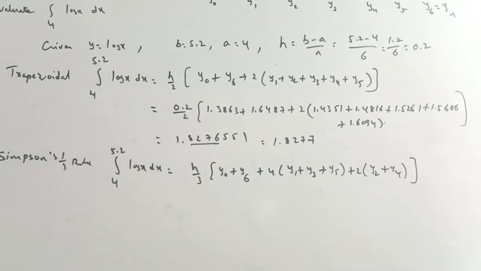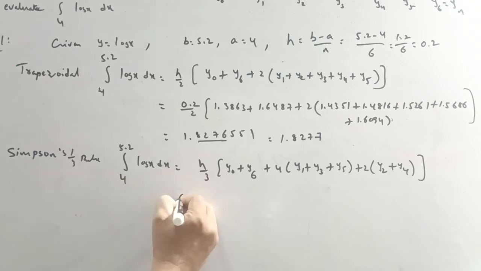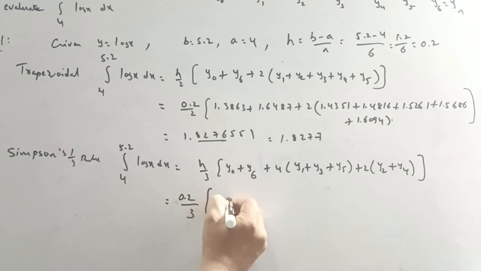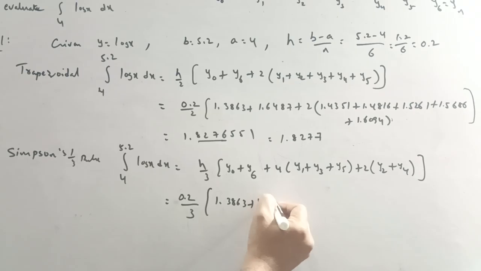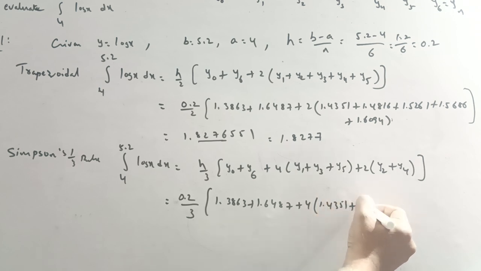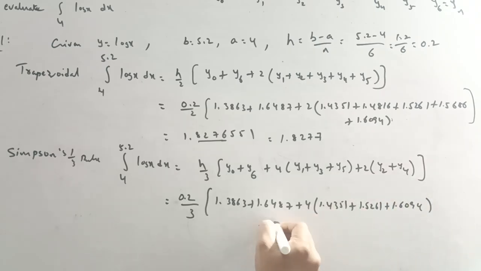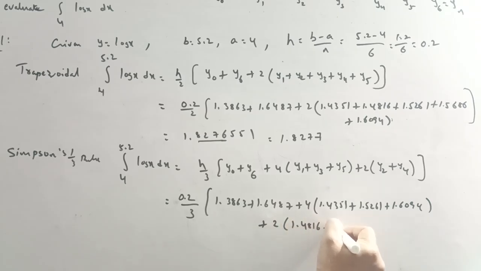So now substitute the values. What is our h here? 0.2 by 3. What is y0? 1.3863. y6 is 1.6487, plus 4 into odd ordinates: y1 is 1.4351, y3 is 1.5261, y5 is 1.6094, plus 2 into even ordinates: y2 is 1.4816 and y4 is 1.5686. y6 is also even, but we already took it, so no need to take it again.